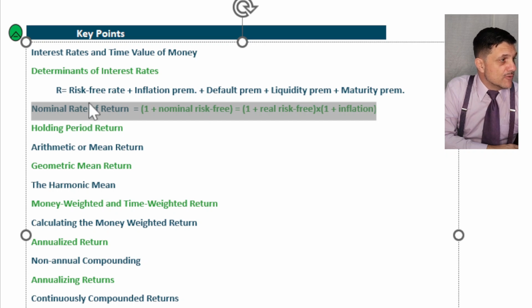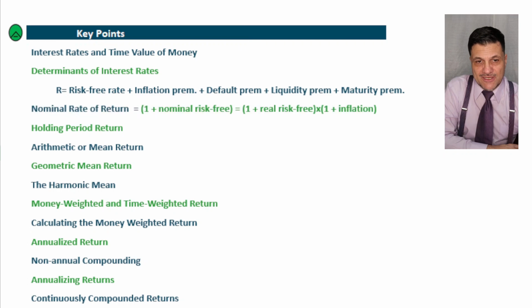That the nominal rate of return is equal to, the formula is, 1 plus the nominal equals 1 plus the real times 1 plus inflation. So again, 1 plus the nominal rate equals 1 plus the real times 1 plus the inflation. It's like a geometric mean type of thing, okay? So that's the identity, the relationship between real rate and nominal rate.